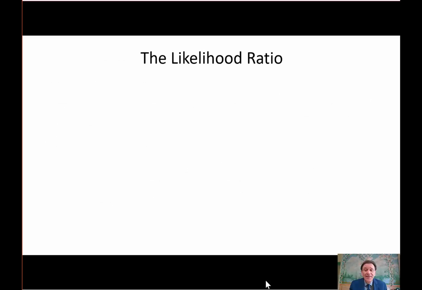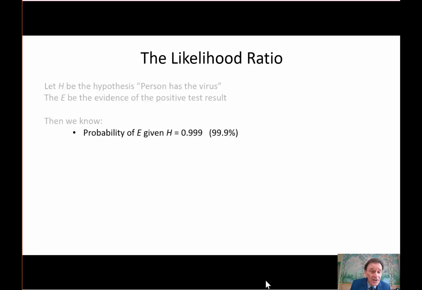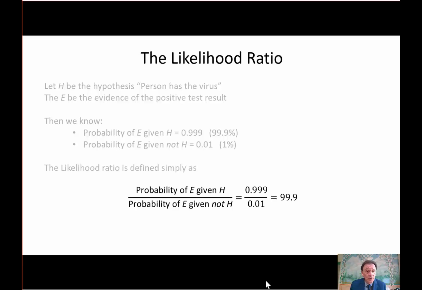Well, the likelihood ratio is a measure of how probative a piece of evidence is in support of an unknown hypothesis H. So in this case, the hypothesis H is a person has the virus, and the evidence E is the observation that the person tests positive. Now, because we know the test accuracy, we know the probability of a positive test given the person has the virus is 0.999, i.e. 99.9%, because that was the false negative rate. And the probability of getting a positive test result if the person doesn't have the virus is 1%, 0.01. The likelihood ratio is simply defined as the probability of E given H, which we know is 0.999, over the probability of E given not H, which is 0.01.